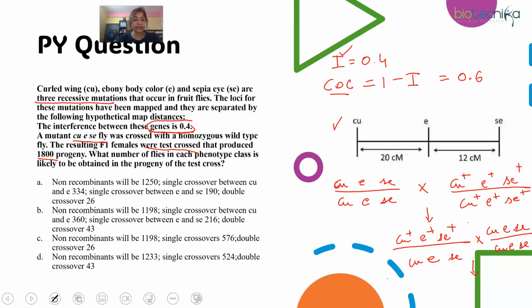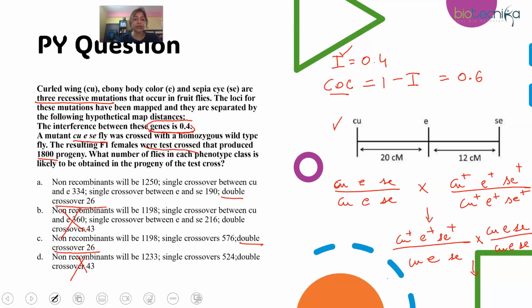Okay, so let's see here. All the options are saying the number of double crossovers as 26, so you can eliminate option B. You can eliminate option D. We are left with A and C because both have double crossover as 26. Okay, so we have already done 50-50. Let's move ahead and see.